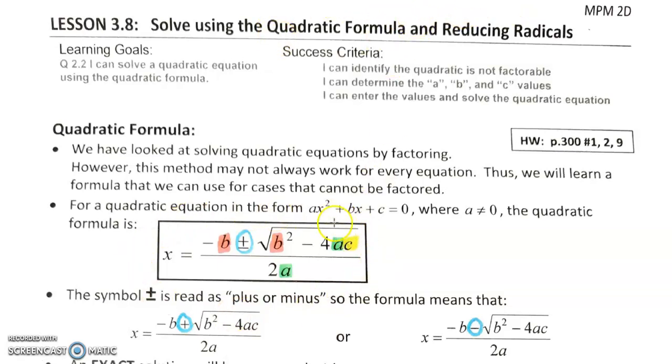This is the formula right here. I'll go through it with you. So the whole purpose of this is to be able to find your x values. So we're going to start off with x equals. The formula works like this: negative b plus or minus the square root of b squared minus 4ac, all over 2a. And yes, that is something that you have to memorize.